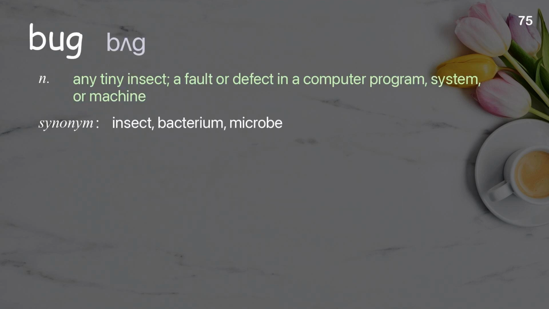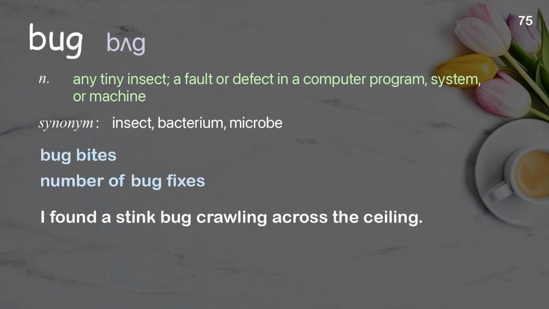Bug: any tiny insect, a fault or defect in a computer program, system, or machine. Examples: bug bites, number of bug fixes. I found a stink bug crawling across the ceiling.